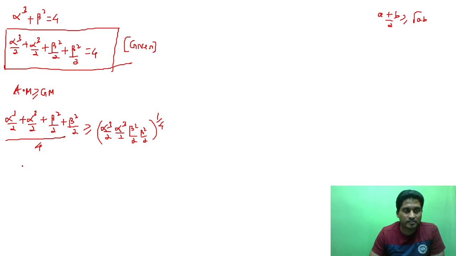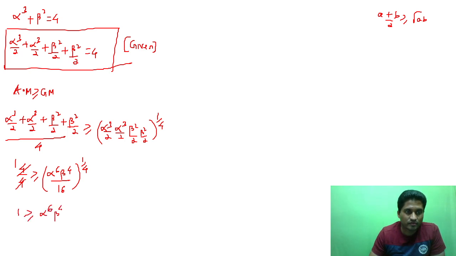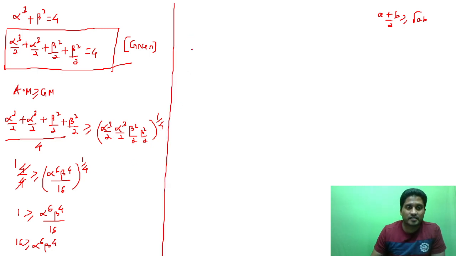According to this given condition, 4 divided by 4 is greater than or equal to alpha power 6 beta to the power of 4 upon 16, whole to the power of 1 by 4. Okay, this will cancel, this will be 1. If I raise the power 4, obviously 1 is greater than or equal to alpha power 6 beta to the power of 4 upon 16. So if I cross multiply, 16 is greater than or equal to alpha power 6 beta to the power of 4. Okay, and from this I can write alpha to the power of 6 beta to the power of 4 is less than or equal to 16.